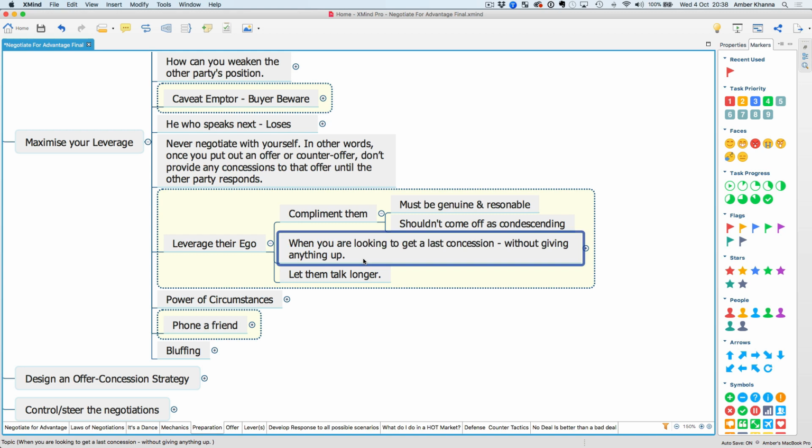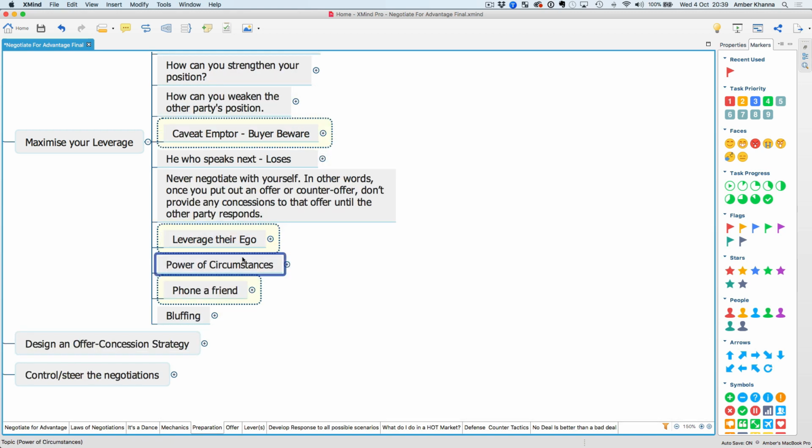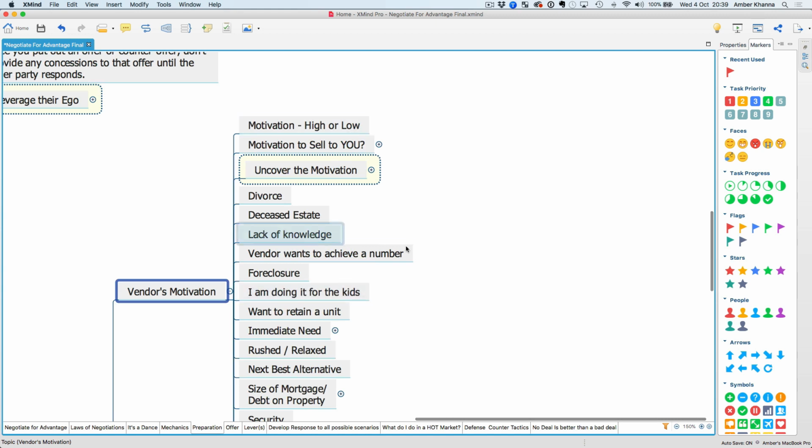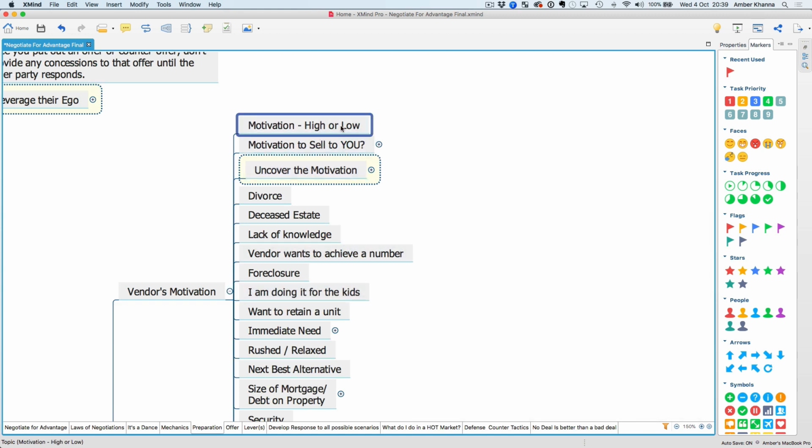Do not respond too quickly, even if you received a counter offer. If you make an offer and they come back with a counter, take your time, unless it's a hot market, because when it's a hot market, everyone's got to be on their toes. Never negotiate with yourself. In other words, once you put out an offer or counter offer, don't provide any concessions to that offer until the other party responds.